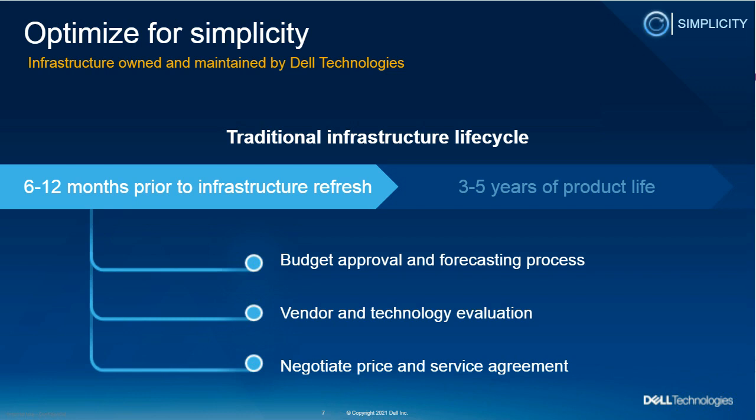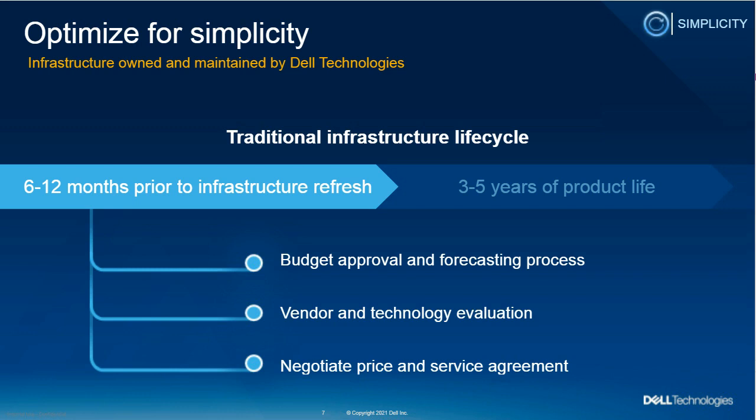6 to 12 months before you do any sort of change, any sort of refresh for traditional infrastructure, there's a whole bunch of work that has to happen that far in advance. You're working with your CFO or with your procurement team to figure out budgets and set a budget for the entire year. You're trying to forecast: here's the gear that we've got, and this is how much capacity we have left. And if the capacity keeps trending the way that we think it's going to trend, this is what it's going to look like in 12 months or 24 months.